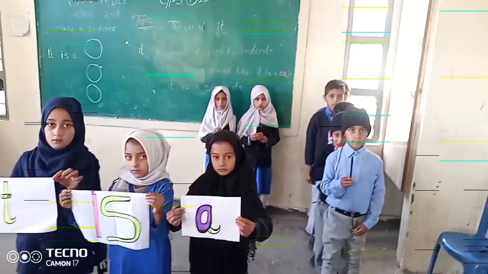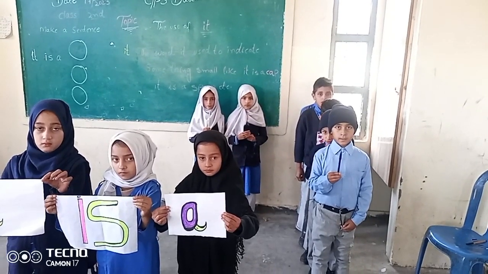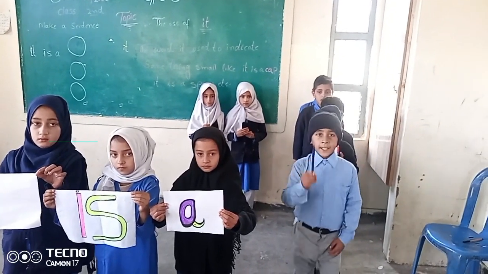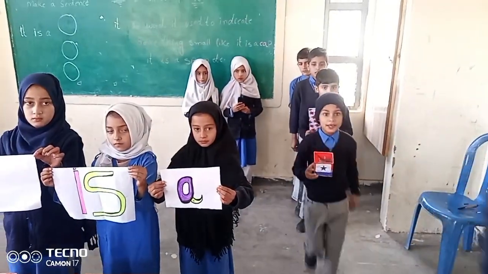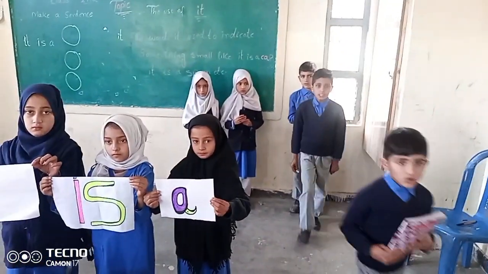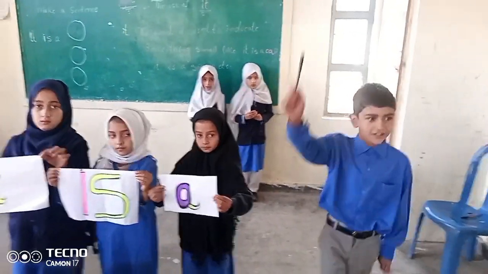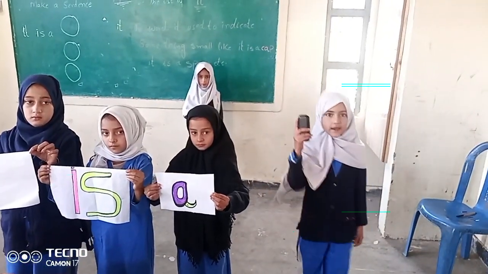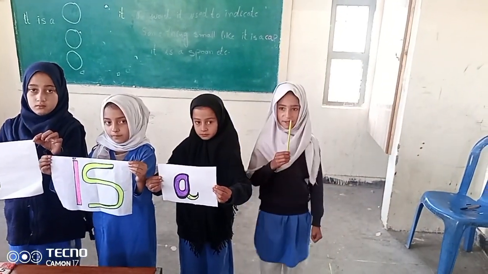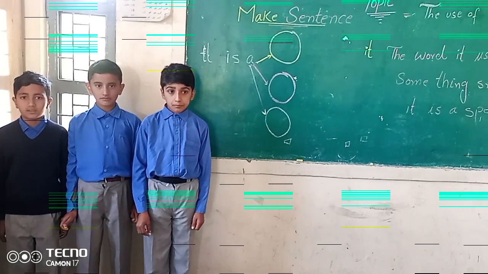Hi, my dear fellow. Today we learn the use of it. Let's start activity. It is a pen. It is a box. It is a notebook. It is a razor. It is a marker. It is a mobile. It is a pencil. Good.